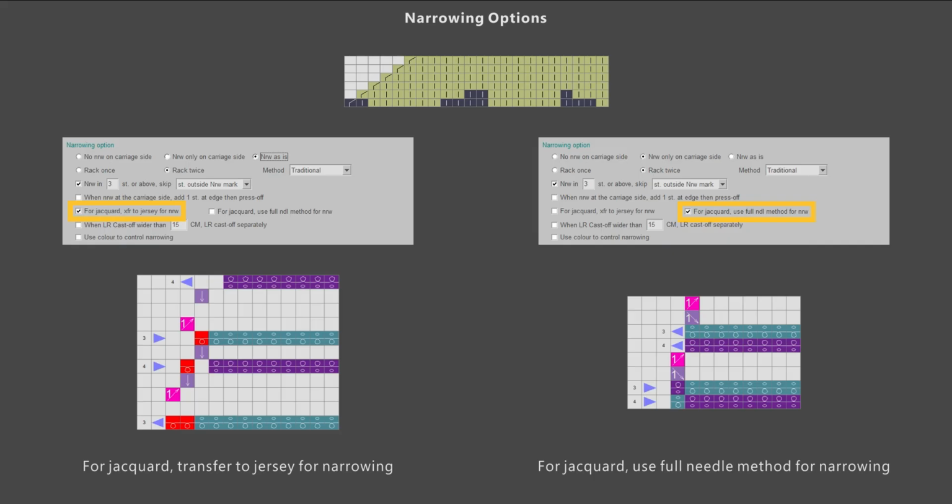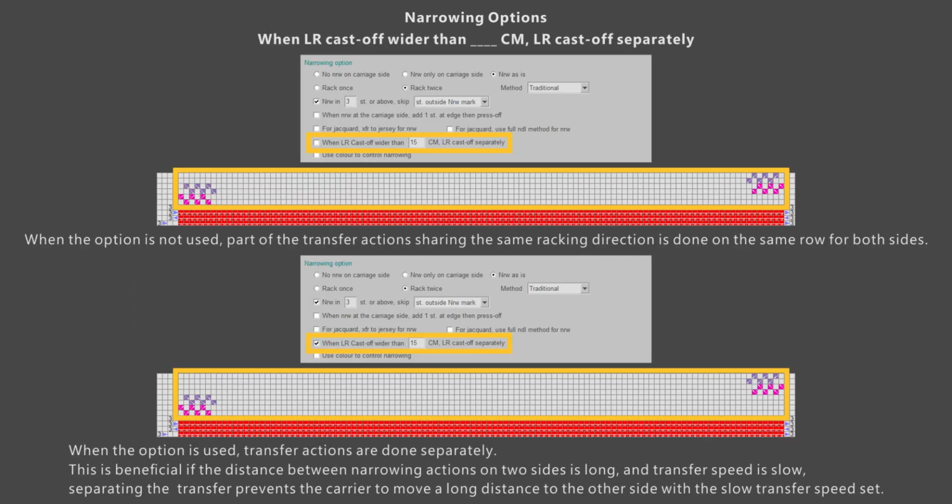For narrowing in jacquard, we could either transfer to jersey for narrowing or use full needle method. When the option is checked, transfer actions sharing the same racking direction is done on the separate row. This increases efficiency if the distance between narrowing actions on 2 sides is long and transfer speed is slow.